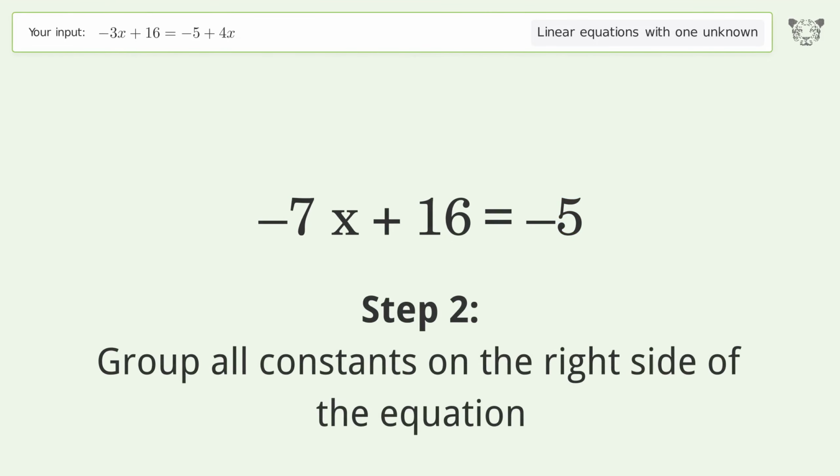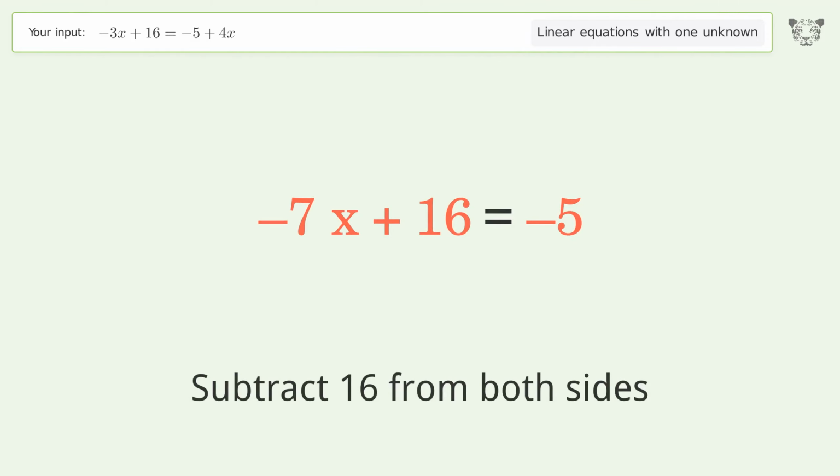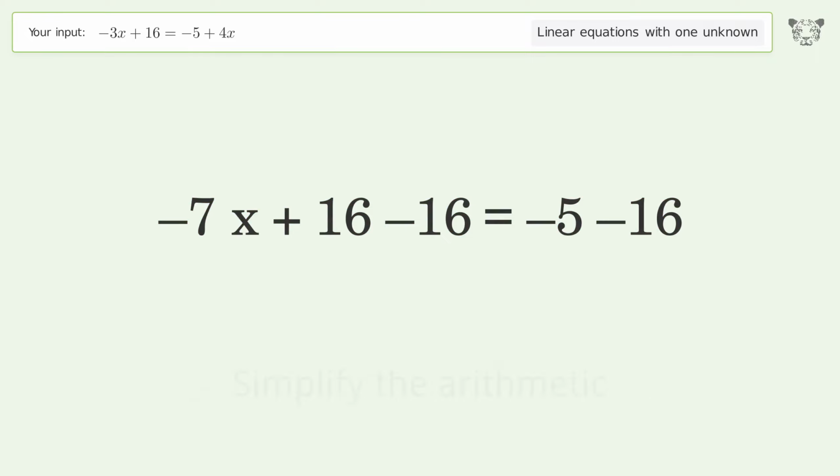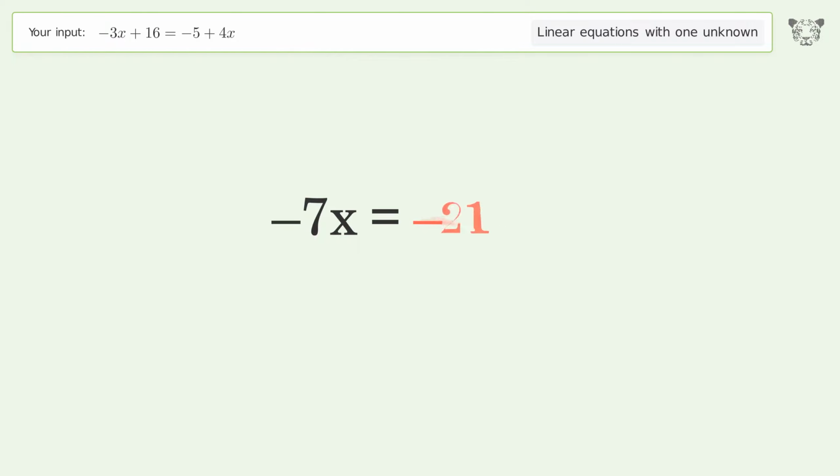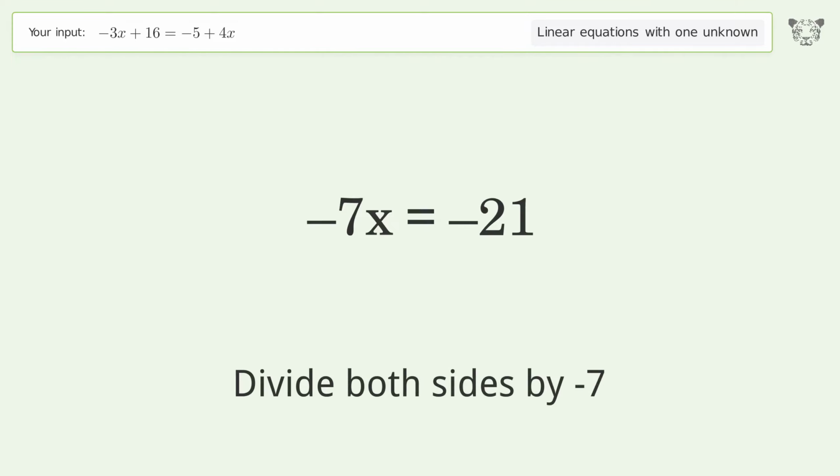Group all constants on the right side of the equation. Subtract 16 from both sides. Simplify the arithmetic. Isolate the x. Divide both sides by -7.